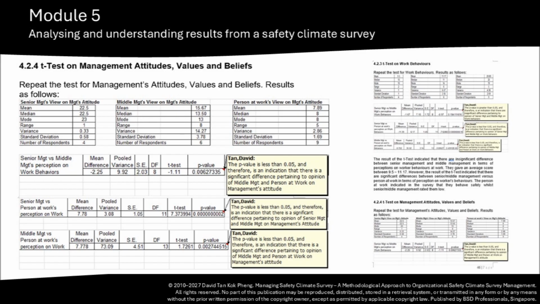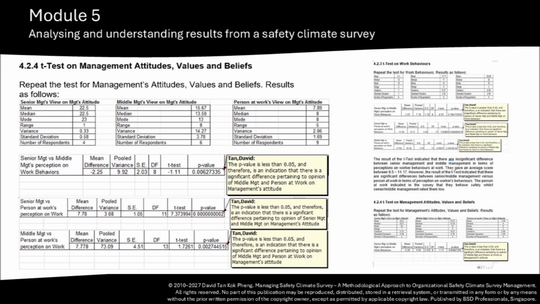4.2.4 T-test on management's attitudes, values and beliefs. The next test is conducted to analyze whether there is any significant difference in opinion between senior management, middle management, and persons at work regarding management's attitudes, values, and beliefs. To begin with, descriptive statistics are computed for each group, including mean, median, mode, range, variance, standard deviation, and number of respondents. The results are presented as per table.